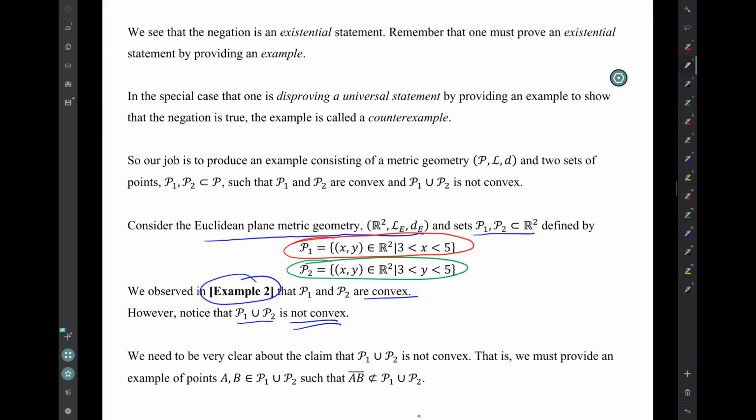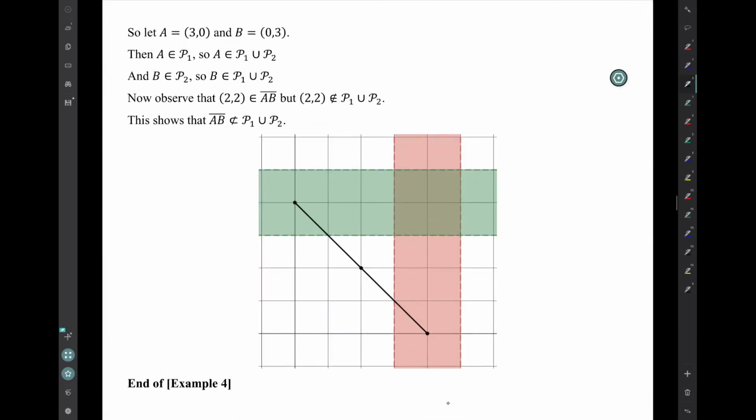Now we need to be very clear about the claim that their union is not convex. That is, we have to provide an example of points A and B that are in the union such that segment AB is not a subset of the union. Now on this page there's a typo. We should have A equals (4, 0) and B equals (0, 4). Those points are shown on this drawing.